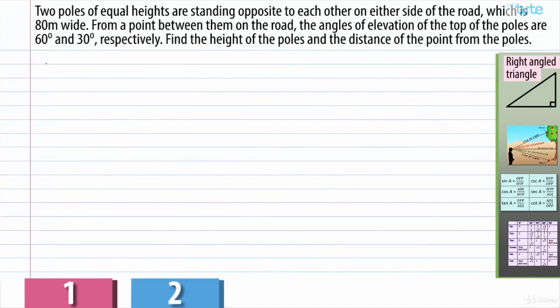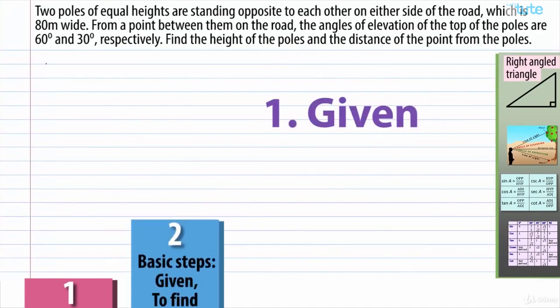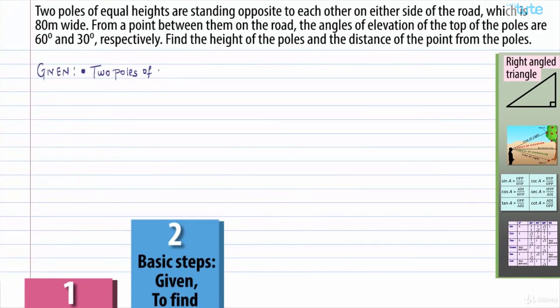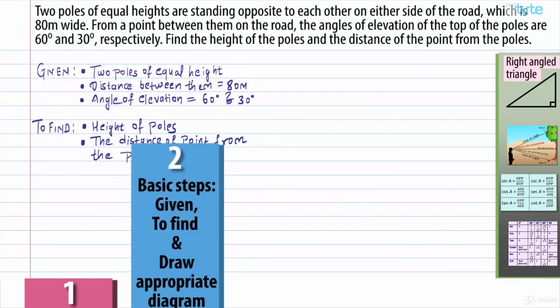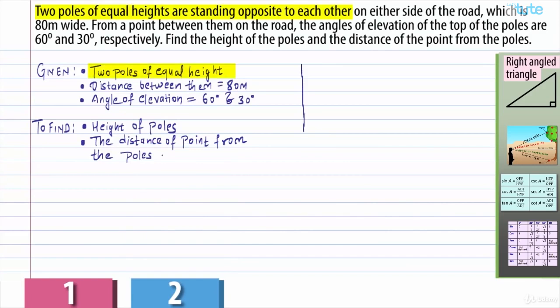Every question has two parts, the things given and the things we need to find. So let me write them. Now, in almost every word problem, to visualize the situation correctly, we should always try to draw an appropriate diagram with the help of the information we have been given. So it is given that there are two poles which are of equal height standing opposite, and the distance between these two poles is given as 80 meters.